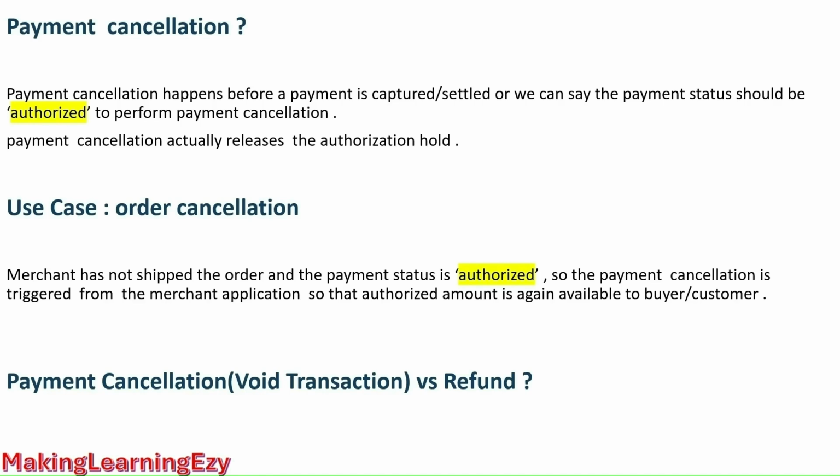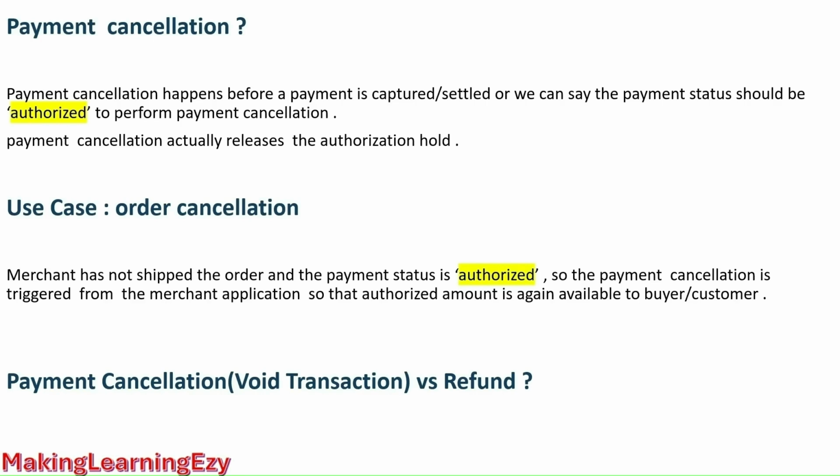Here I have mentioned one use case where payment cancellation is performed. That is when the customer cancels the order. Suppose the merchant has not shipped the order and the status of the payment is authorized, and meanwhile the customer cancels the order. So in this case, payment cancellation is triggered from the merchant application so that the authorized amount, or you can say the order amount, is available again to the buyer or customer. So it should be clear now, the payment cancellation is only possible when the payment status is authorized.